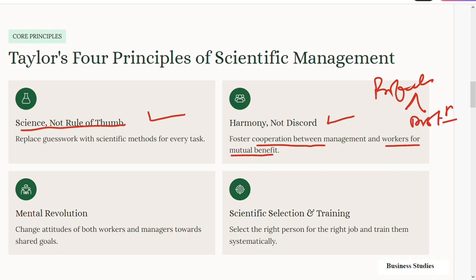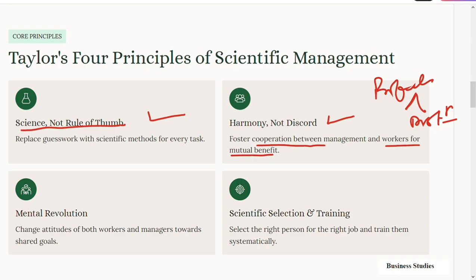As used to happen earlier, employees did not like the manager and the manager did not like the employees, so this should be abolished. Rather, we should come up with a mental revolution where each party works for the benefit of each other and recognizes that the need is for both of them, and whatever profit happens should be distributed between both parties, right?